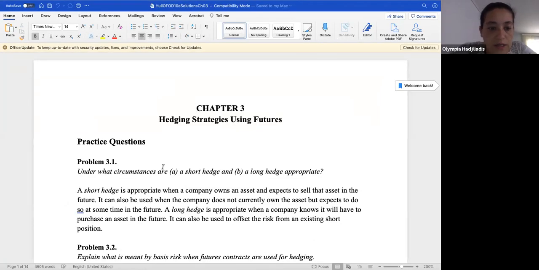So the question here is, under what circumstances are a short hedge and a long hedge appropriate? A short hedge is appropriate when a company owns an asset and expects to sell that asset in the future. It can also be used when the company does not currently own the asset, but expects to do so at some time in the future. A long hedge is appropriate when a company knows it will have to purchase an asset in the future. It can also be used to offset the risk from an existing short position.